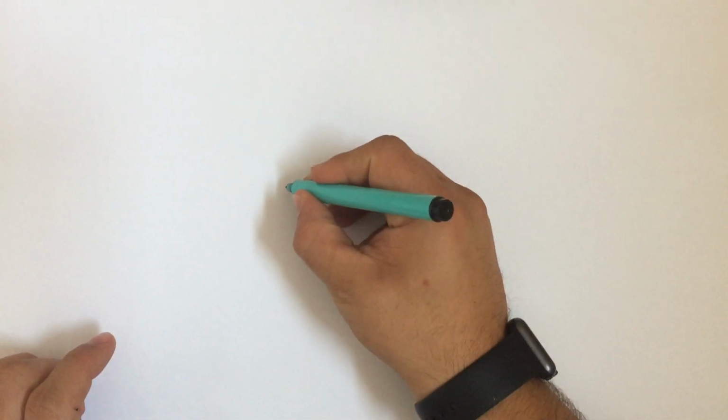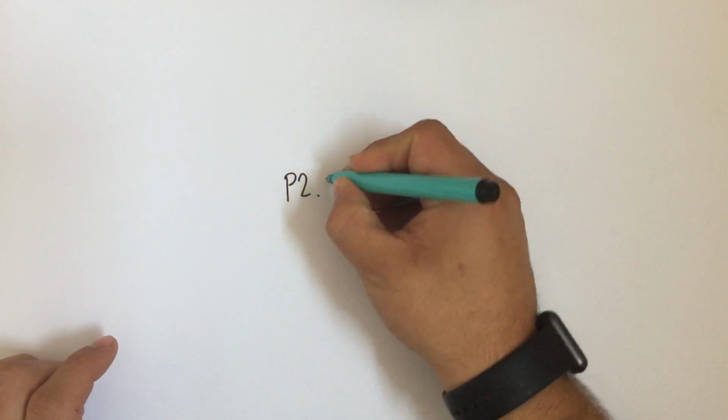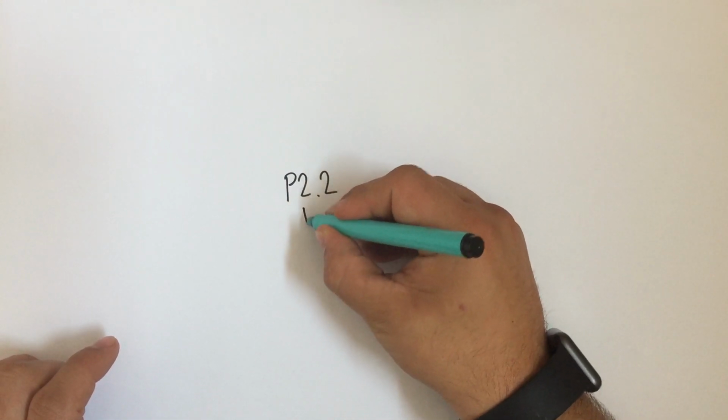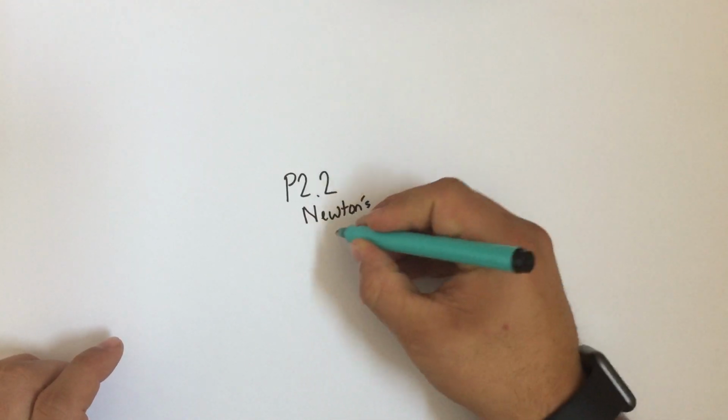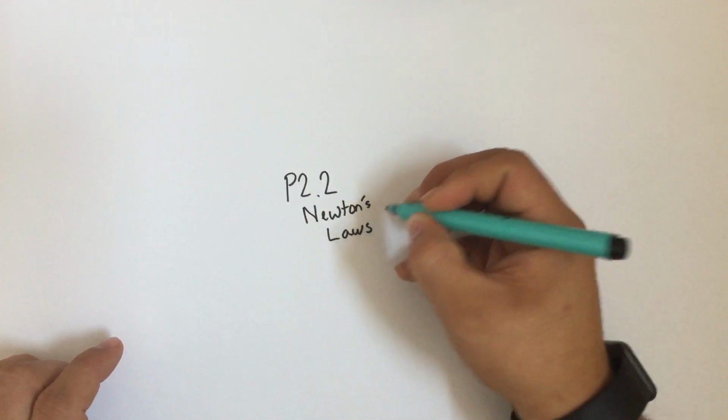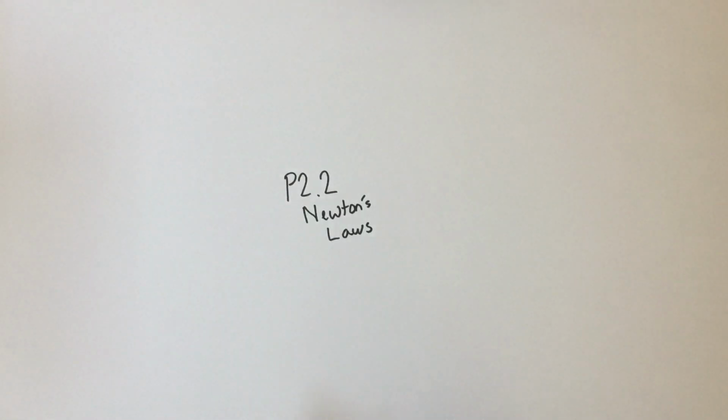This video is reviewing P2.2. P2.2 is the middle section of P2 for GCSE physics, and it is focusing on Newton's laws. This section mostly focuses on forces.